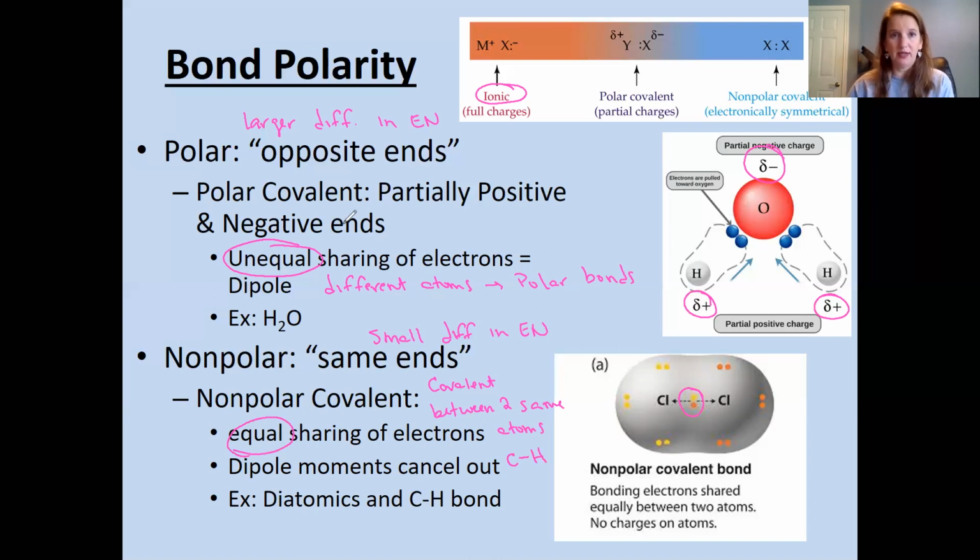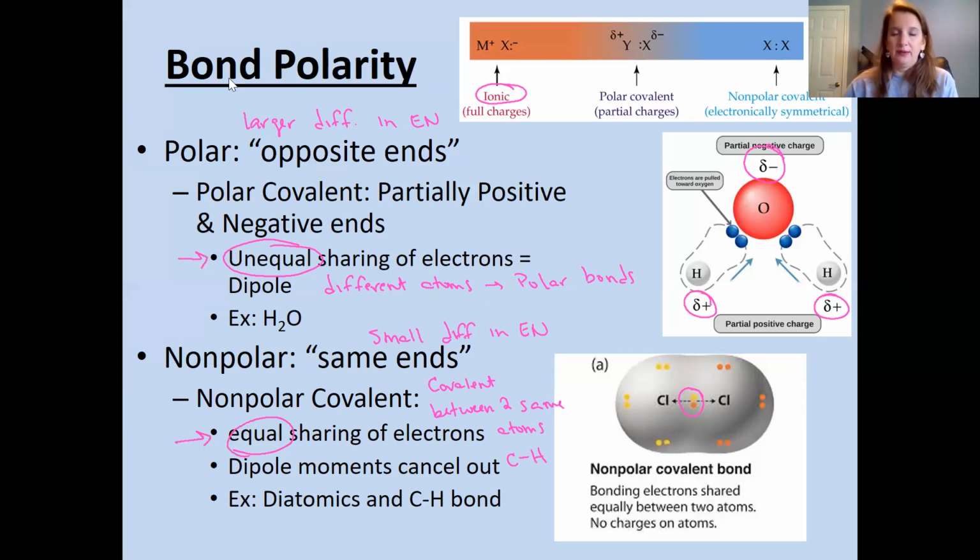Okay, so polar bonds have an unequal sharing of electrons, and they are going to form between two different nonmetals. The nonpolar bonds have an equal sharing of electrons, and they are going to form between two of the same atoms, or the carbon-hydrogen bond. And this is really, really, really important. Students always make mistakes with bond polarity and molecular polarity, so make sure you know the difference.